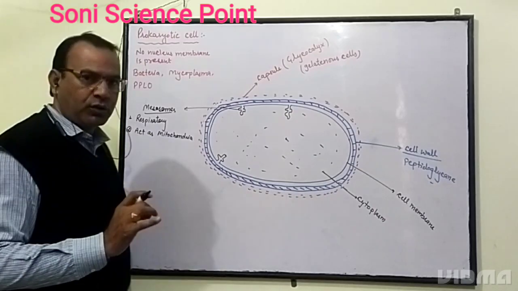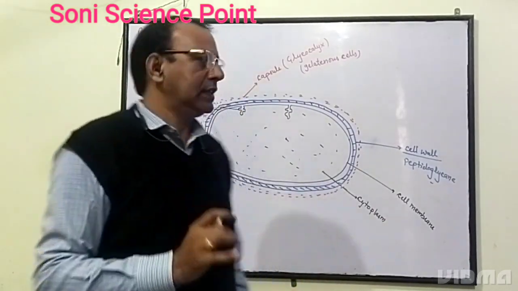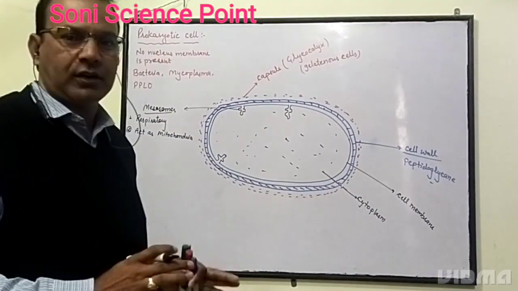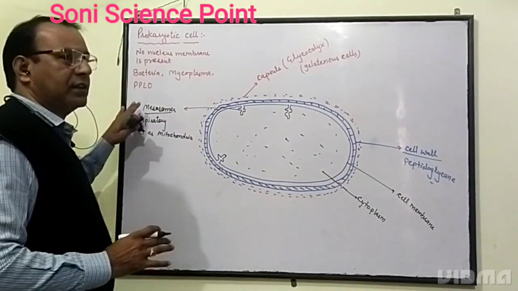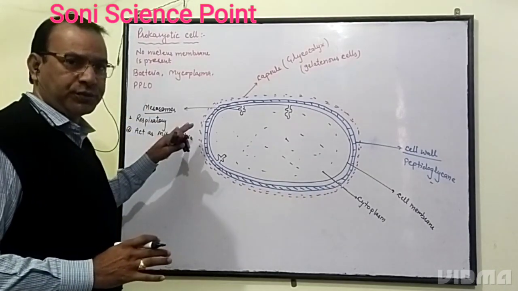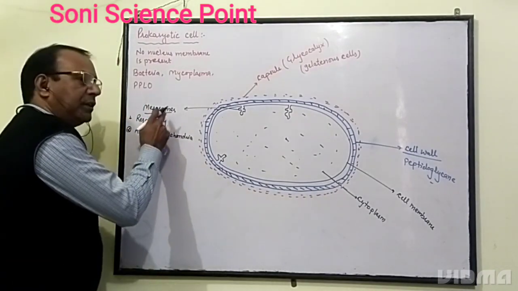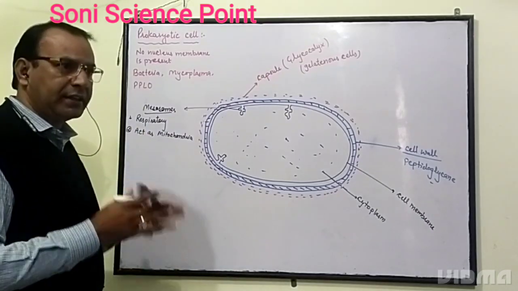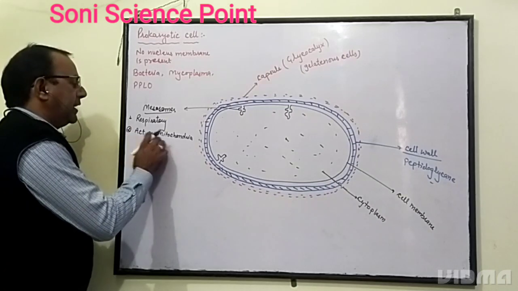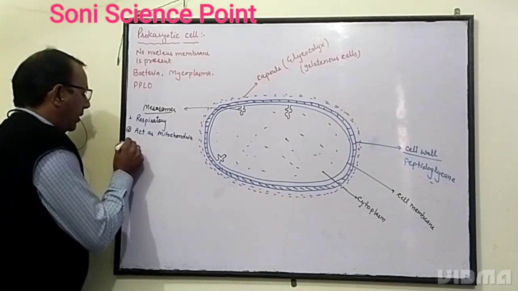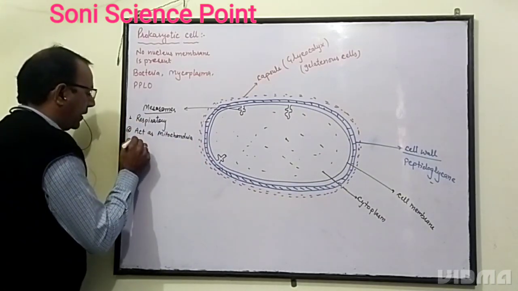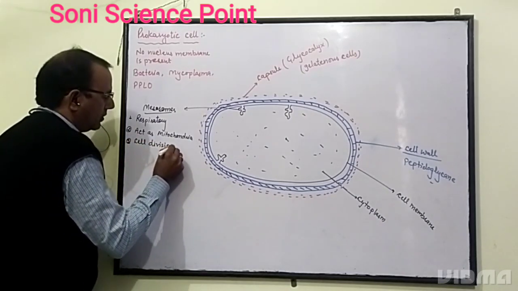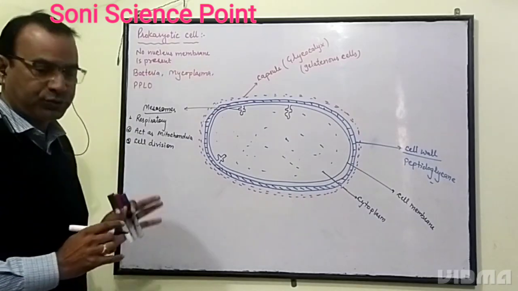As we know, the inner cell membrane forms many folding structures in the cytoplasm, and these folding structures are called mesosomes. Mesosomes help in respiration. Because they help in respiration, they produce energy, and so they act as mitochondria. Third, the mesosome helps in cell division. So there are many roles of mesosomes.